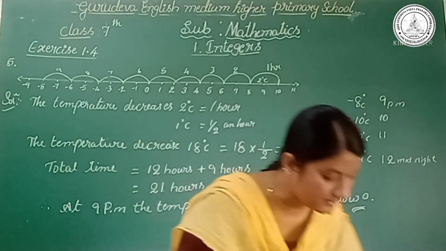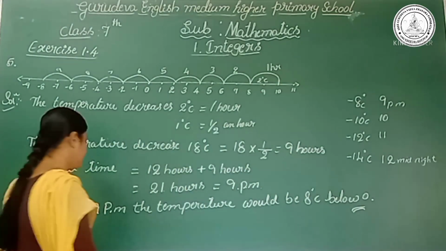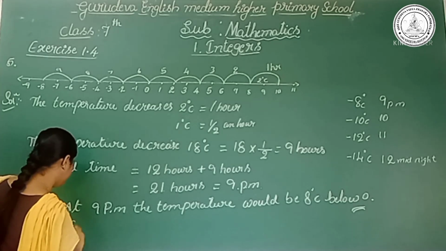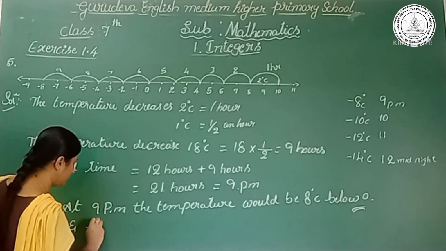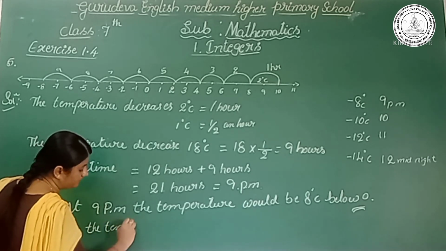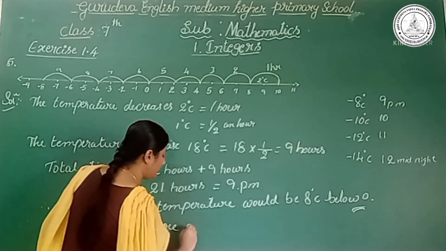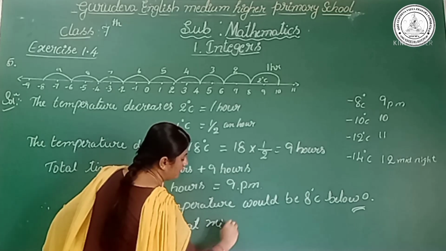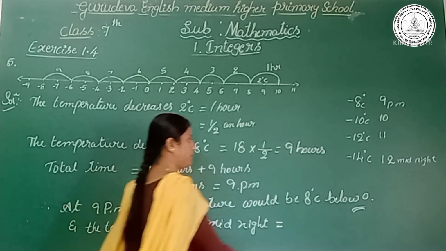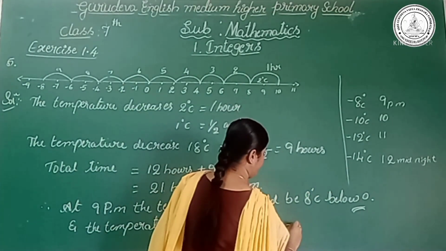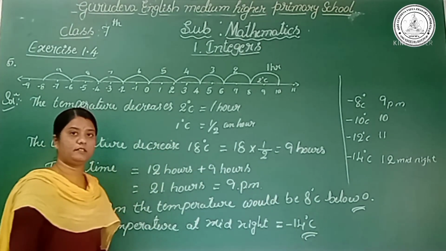Right? So here they ask what would be the temperature at midnight. Below zero, the temperature at midnight is equal to minus 14 degrees Celsius. It's clear?